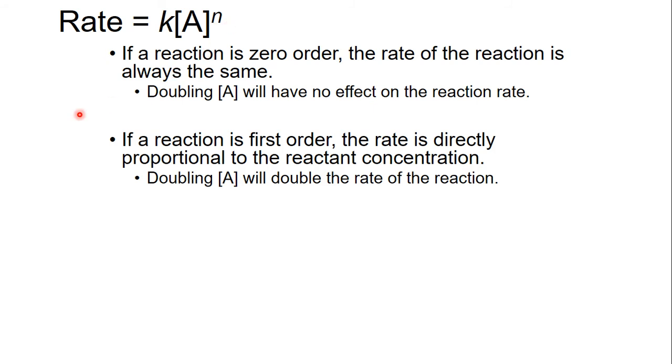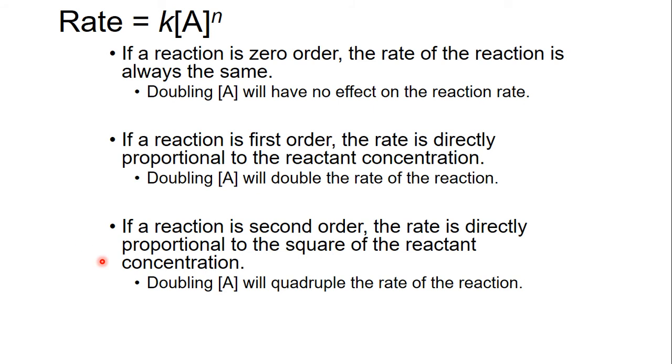If n is 1, it is first order, and that means your rate is directly proportional to your concentration. So let's go back to our examples of 2 and 4. If A is 2 here, 2 raised to the power 1 is 2, so our rate is 2K. If A is 4, 4 raised to the power of 1 is 4, our rate is 4K. You saw we doubled the amount of A, and our rate of reaction also doubled. So they're proportional.